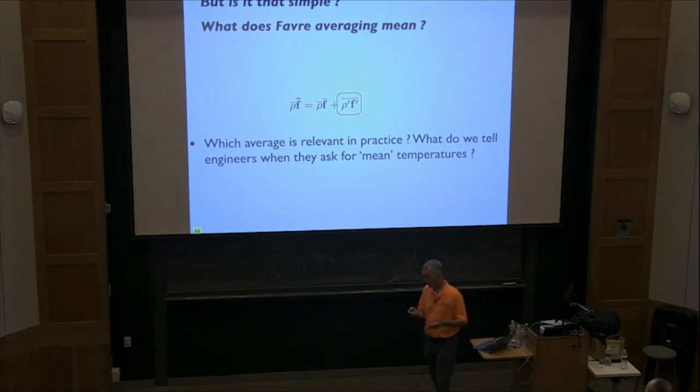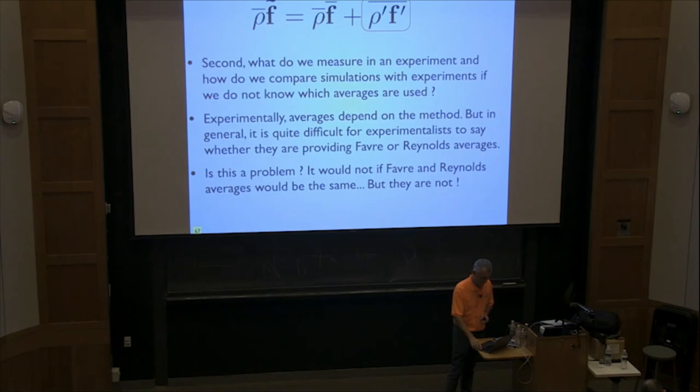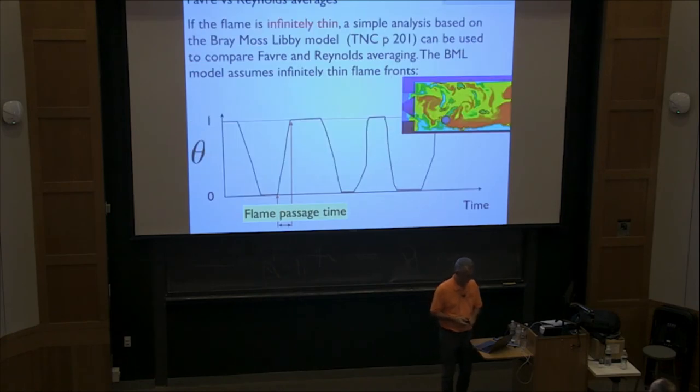That would be also when you talk about the mean temperature. Is it the mean Favre temperature or is it the mean Reynolds temperature? And you will see that this has an impact. Again, it wouldn't be a problem if the two averages were the same, except they are not. So you will see that this leads to problems.